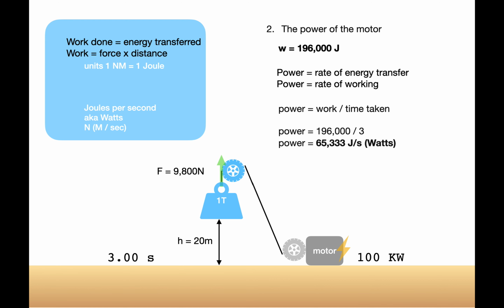Now, if we want to know the power, that's just the rate at which that energy was transferred. So we're going to take 196,000 joules and divide it by 3 seconds, because that's how long it took to lift it, and that comes out to a power of 65,333 joules per second, otherwise known as watts.